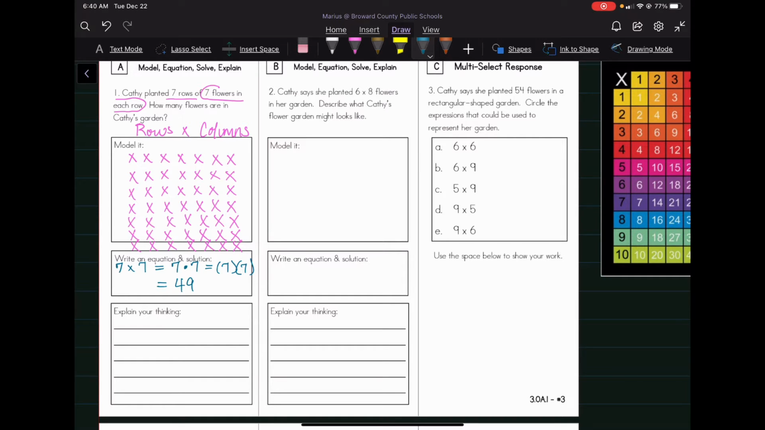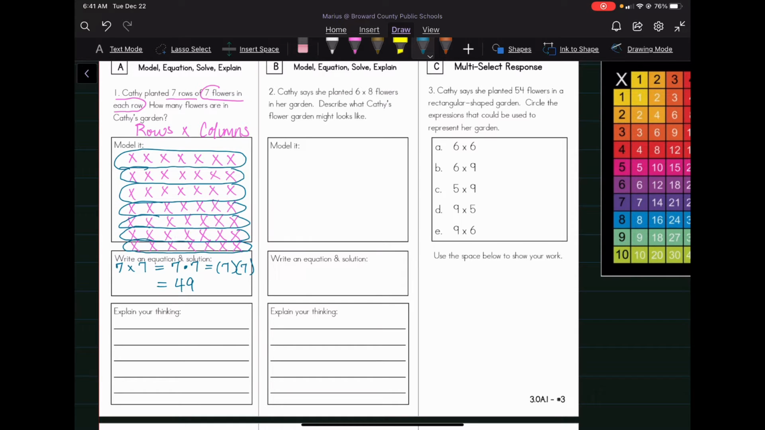After we count them up, because 1 row, 2 row, that's 14. Add another 7, that's 21. 21 plus 7 is 28. 28 plus 7 is 35. 35 plus 7 is 42. And 42 plus 7 is 49.